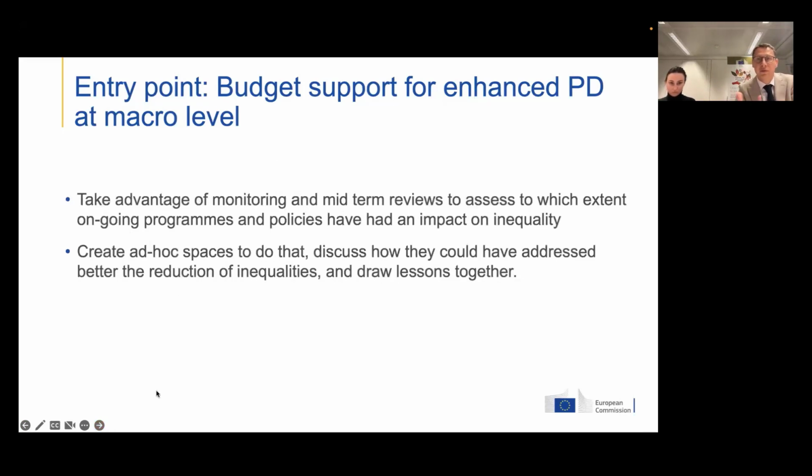Last, on entry points for enhanced policy dialogue at macro level, take advantage of monitoring of budget support, and this is done through the annual disbursement requests and reviews by your EU delegations. Take advantage of the midterm reviews to assess to what extent ongoing programs and policies have had an impact on inequalities. Create ad hoc spaces to do so and discuss inequalities and draw lessons together with your partners. That means government and other stakeholders at sector level.